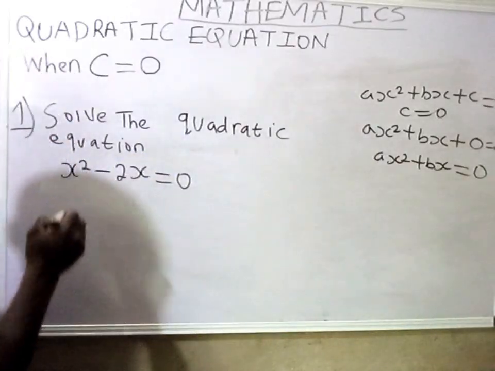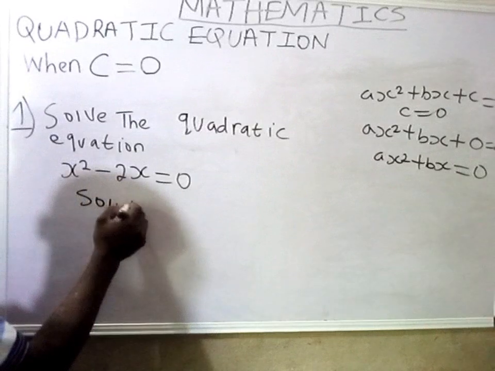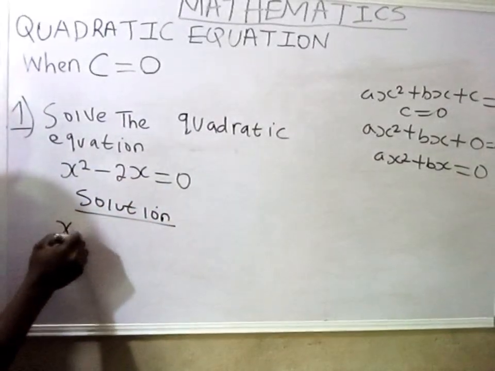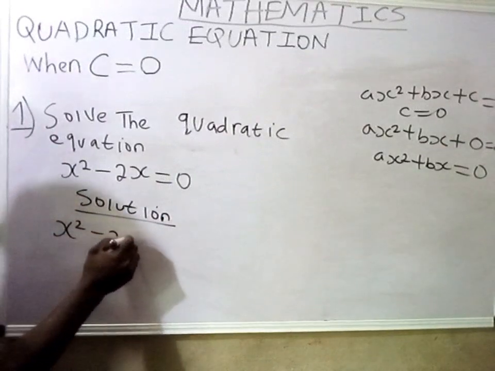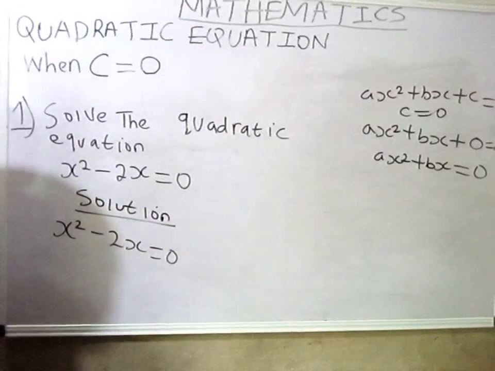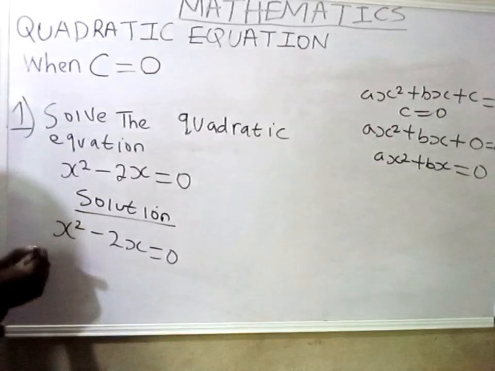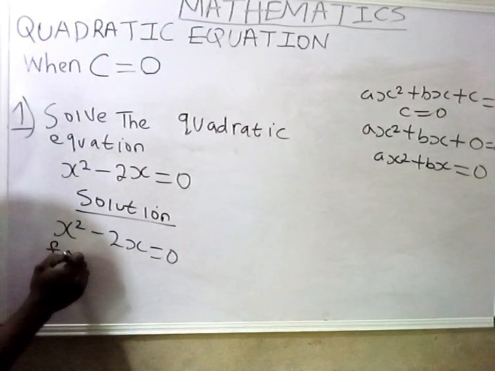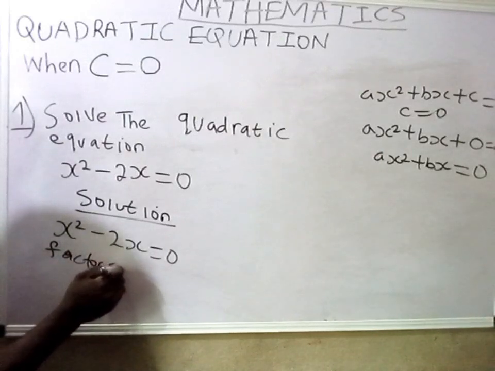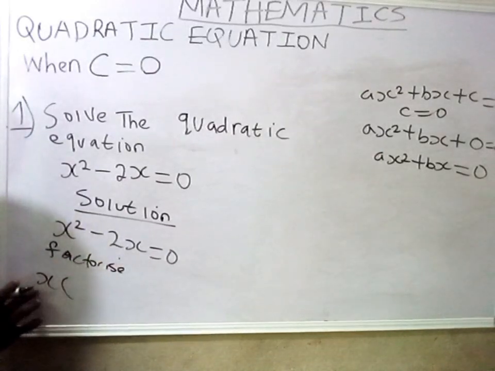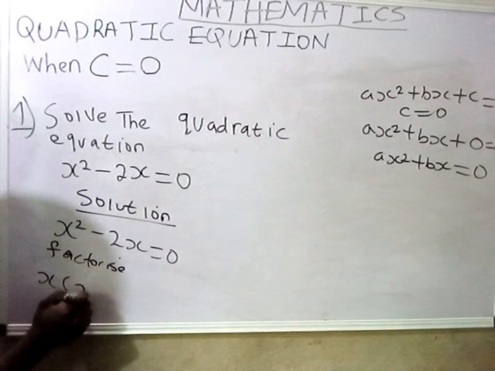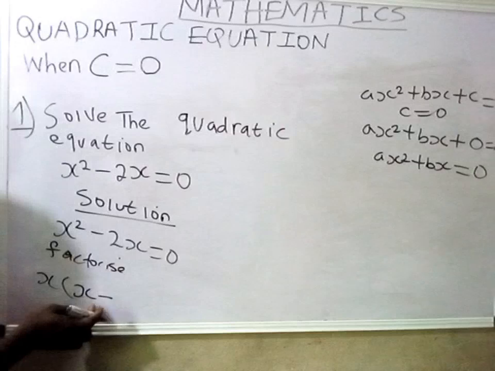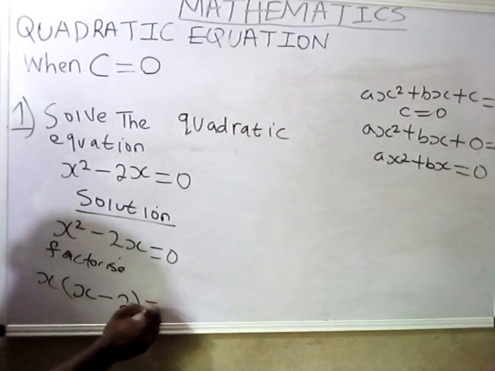Solution: x squared minus 2x equals 0. The next thing we do is to factorize. Bring out your x, because x is common in both terms. To factorize, x is common, so bring out your x. x into x squared is x, minus x into minus 2x is minus 2, equals 0.